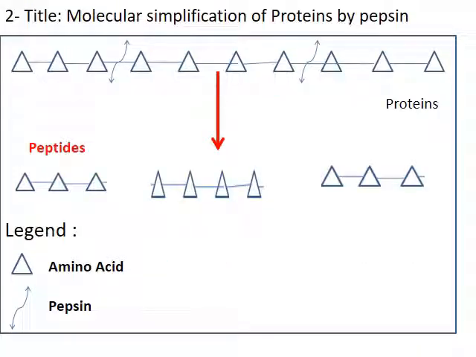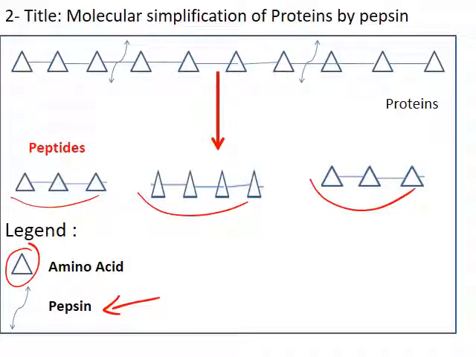This one is for the molecular simplification of proteins by the enzyme pepsin. So every one of these, every triangle, is an amino acid. This enzyme is pepsin. And every 3 go for polypeptides, or every 4, every 5, and so on. So you have to give legends, you have to draw it using a pencil, you have to give it a title, and you have to write the legend in a clear way, and you have to use it.